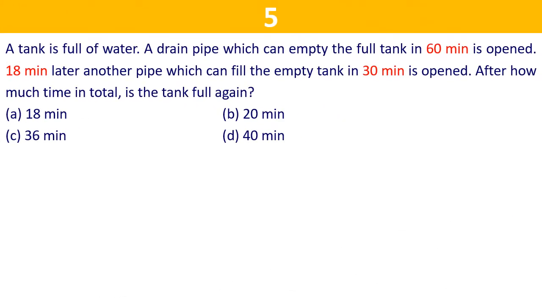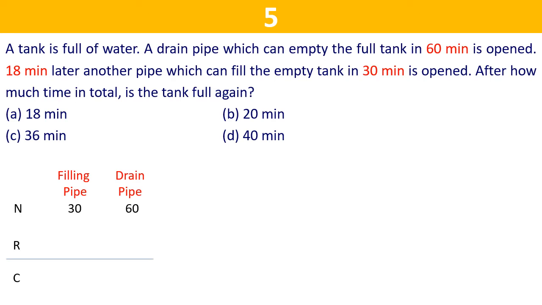Problem number 5. A tank is full of water. A drain pipe which can empty the full tank in 60 minutes is opened. 18 minutes later, another pipe which can fill the empty tank in 30 minutes is opened. After how much time in total is the tank full again? Now there is a filling pipe and there is a drain pipe. The value of N is given as 30 minutes for the filling pipe and for the drain pipe it is 60 minutes, like this. The other two variables, rate and capacity, I will write below like this.